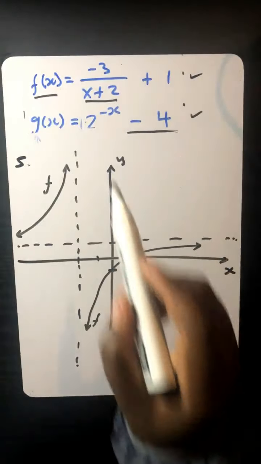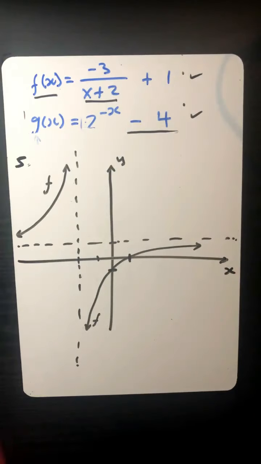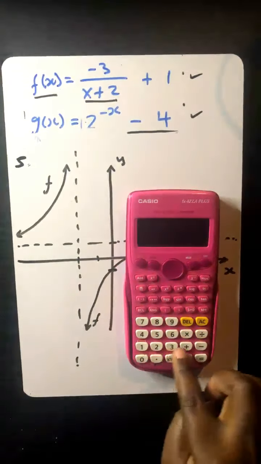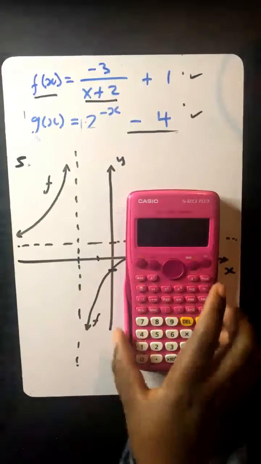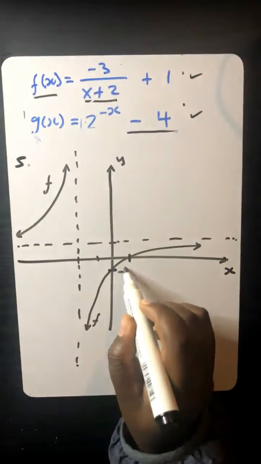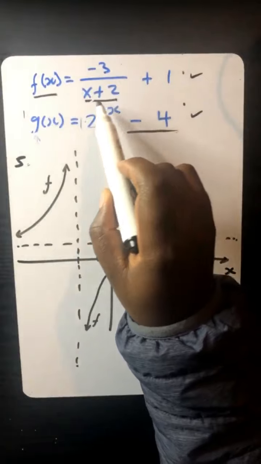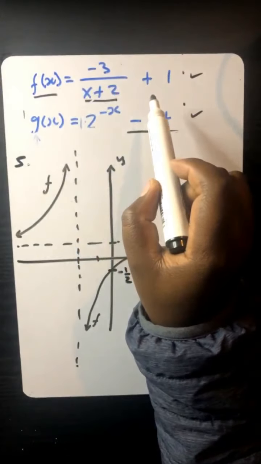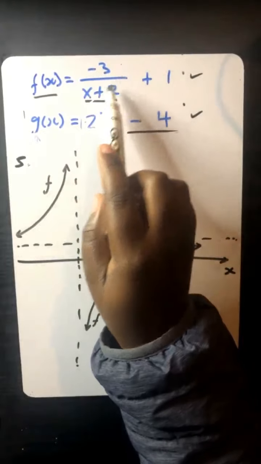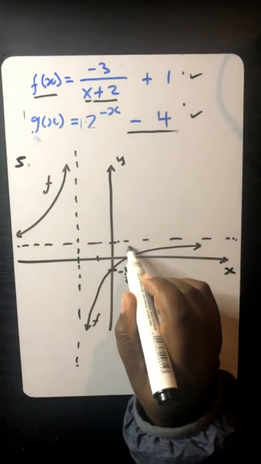Because I've done this question, when you substitute 0 there, what are you guys getting? Let me just bring that calculator to confirm. I'm getting -0.5. So that means where x is 0, then y is -0.5. Then what about where x is 1? If you substitute 1 there, you have 1 plus 2 is 3, -3 divided by 3 is -1, plus 1, then that is 0.